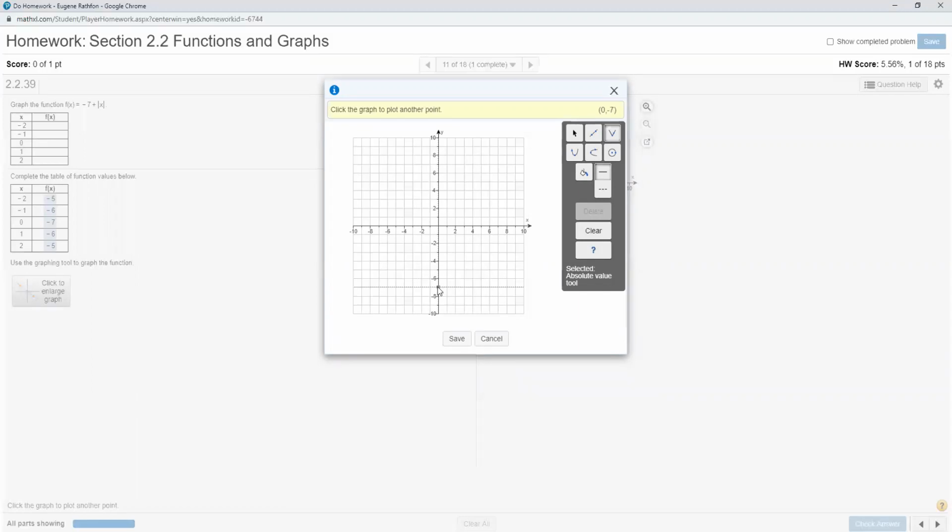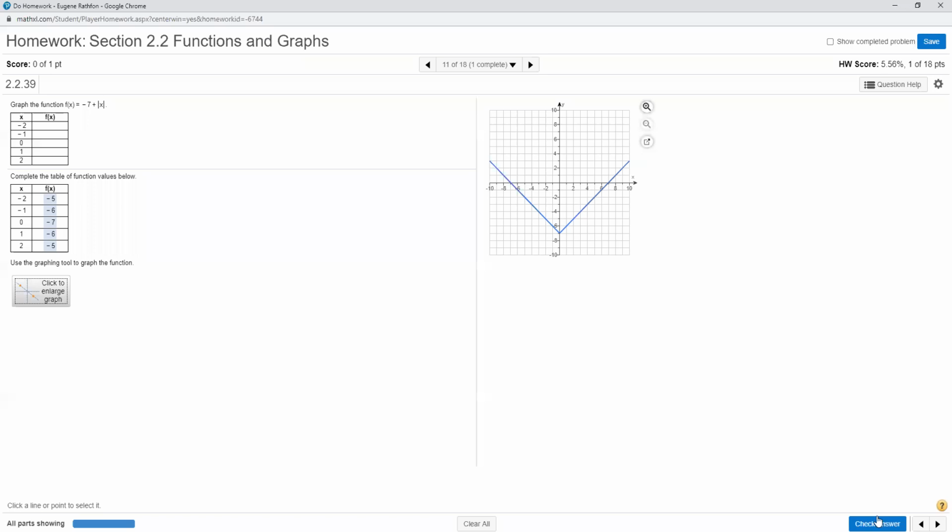Now, an absolute value, you just got to plot one more point and it'll finish the graph up for us. So I'm going to do that negative 2, negative 5. So here's negative 2. I'm going to go down to negative 5 and click it. But every other point in that graph will be on here, because here's negative 1, negative 6, 1, negative 6, 2, negative 5. All points will be on here, okay? Save that and check that answer.